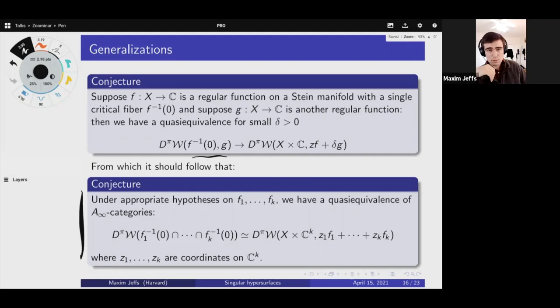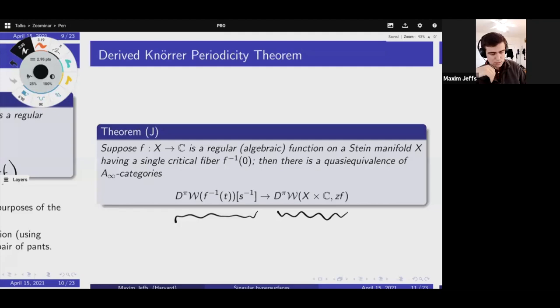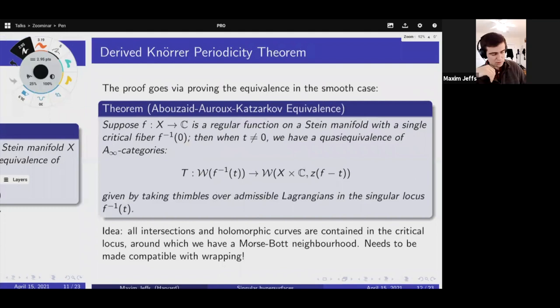Okay, so this is the main idea of the derived Knörrer periodicity theorem for Fukaya categories. I want to say just one word about the proof. It goes via the equivalence in the smooth case. So one passes essentially to a smoothing, where this equivalence is known for smooth hypersurfaces by work of Abouzaid and Auroux, Efimov, Katzarkov, though not for wrapped categories. And then one tries to localize both sides, on one side with respect to the cone of the natural transformation, on the other side quotienting by a collection of certain objects. So that's the very rough idea of the proof in this case.